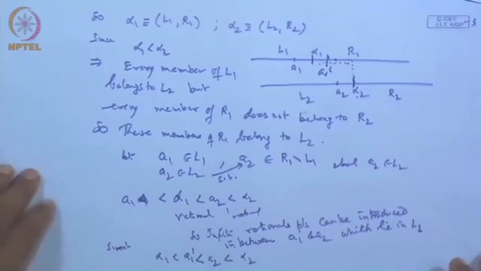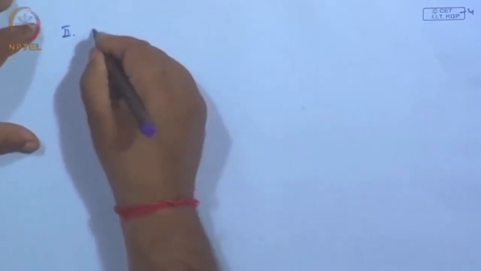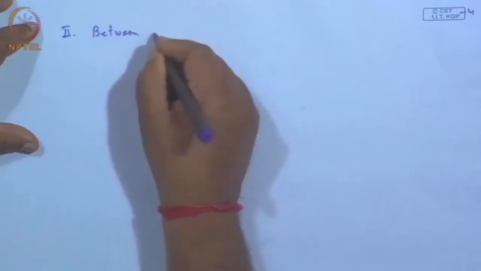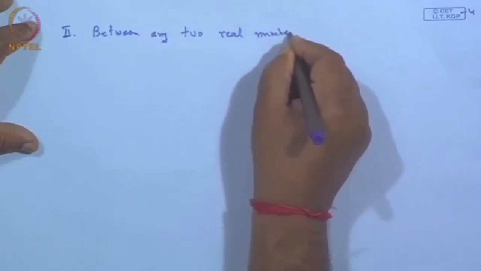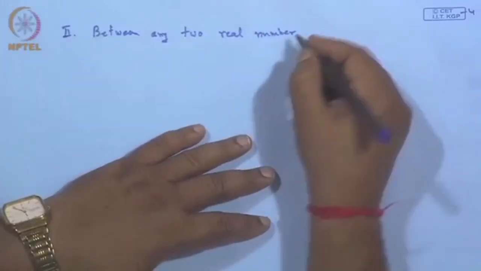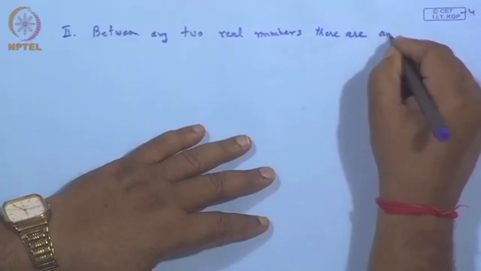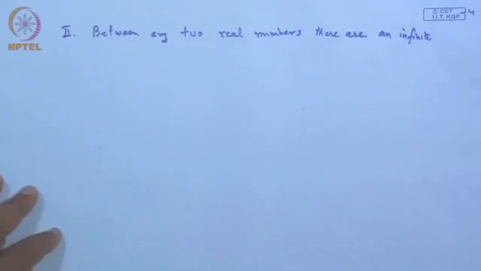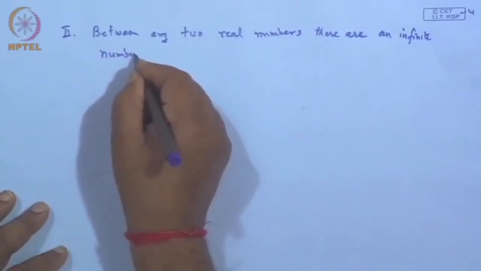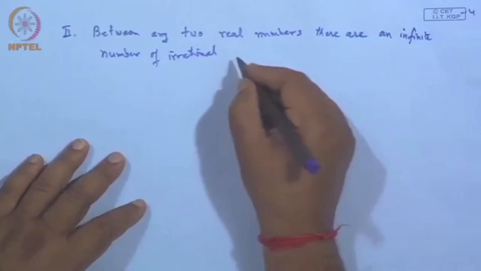Okay? So, the second property is: between any two real numbers, there are an infinite number of irrational numbers.